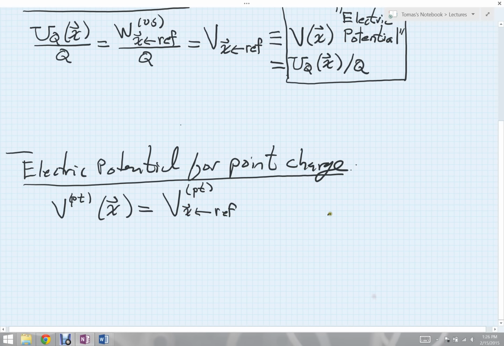There's our point charge here, Q, that is responsible for the electric potential that we're trying to calculate. There is the point X at which we are trying to calculate the electric potential. And then you see we need a third point. We need our reference point. Now, there is a standard assumption or definition for the reference point.